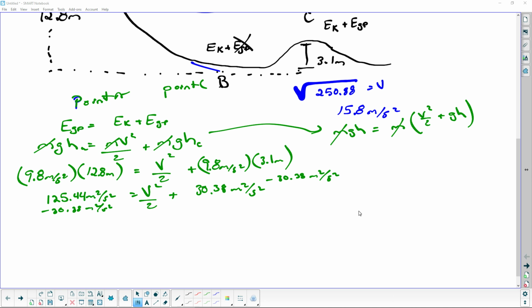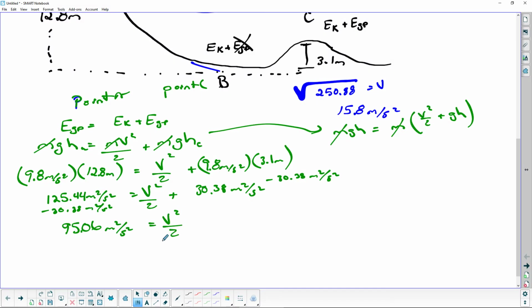All right, so 125.44 subtract 30.38. When I do that, I get 95.06 on this side. And that's still meters squared over seconds squared. And what's left on this side, that's gone now, is just the v squared over 2.